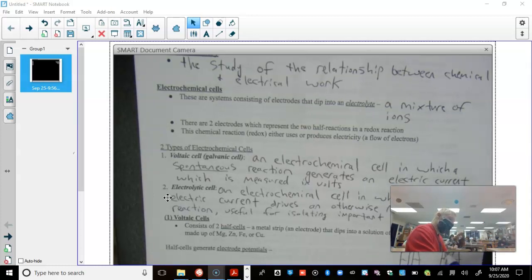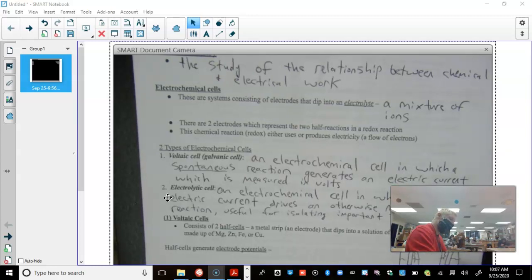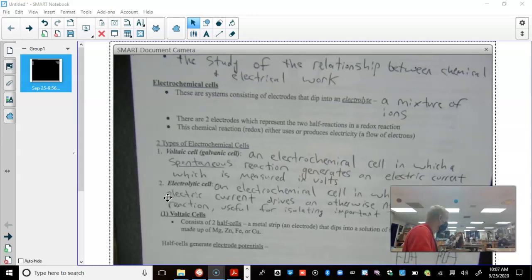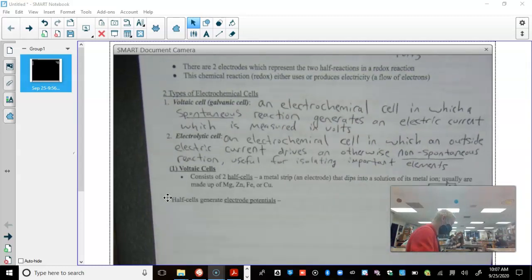But then you have to have a salt bridge to make the current flow. Otherwise, you're going to have a buildup of charge, and it's going to be a moot point and not do anything, unless you have a salt bridge to release that charge and complete the circuit. All right.